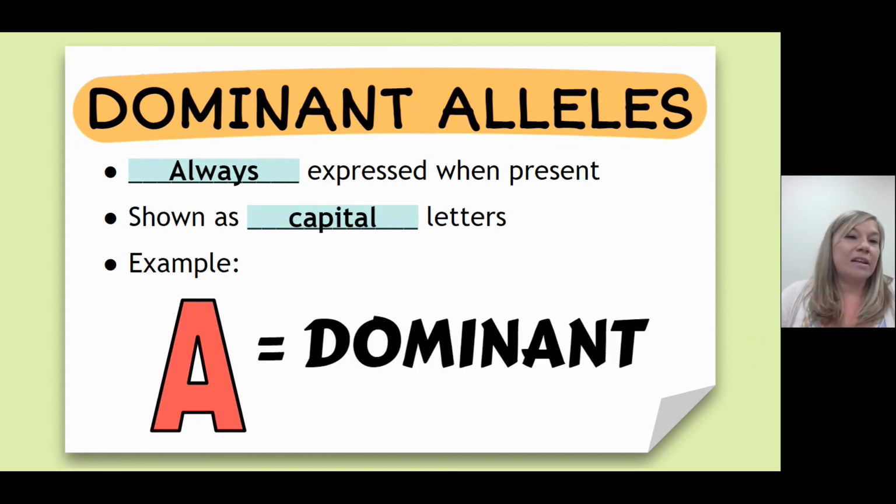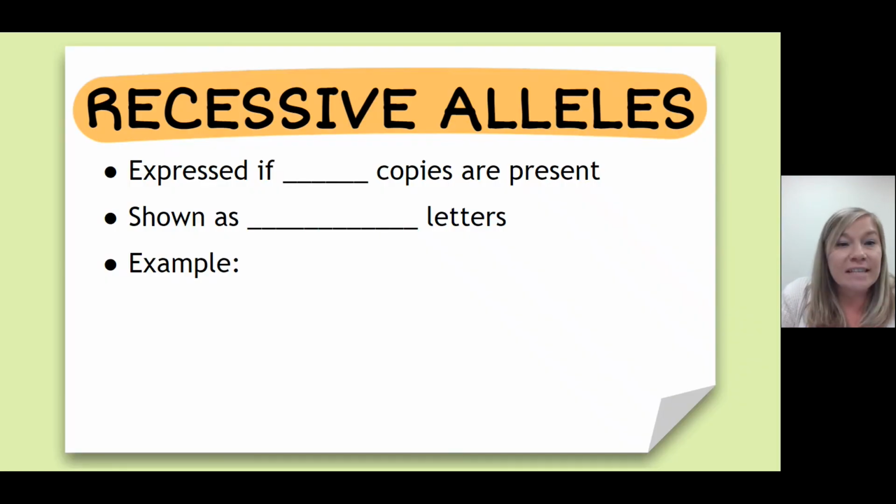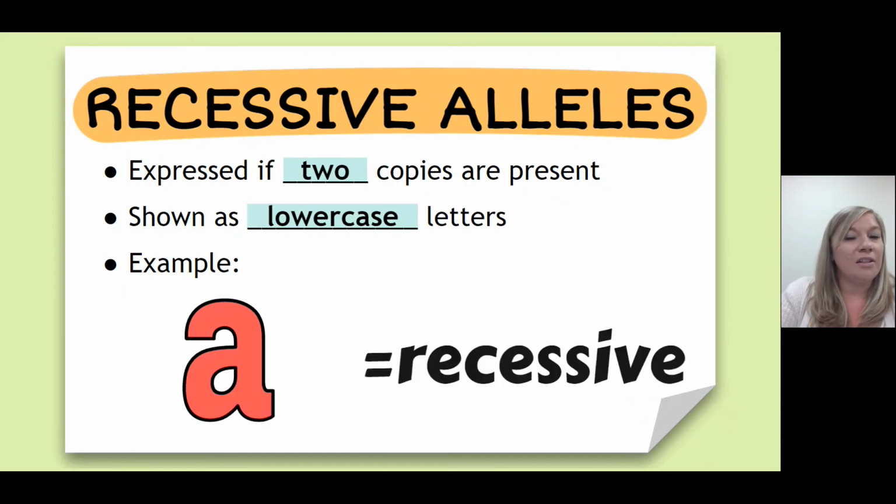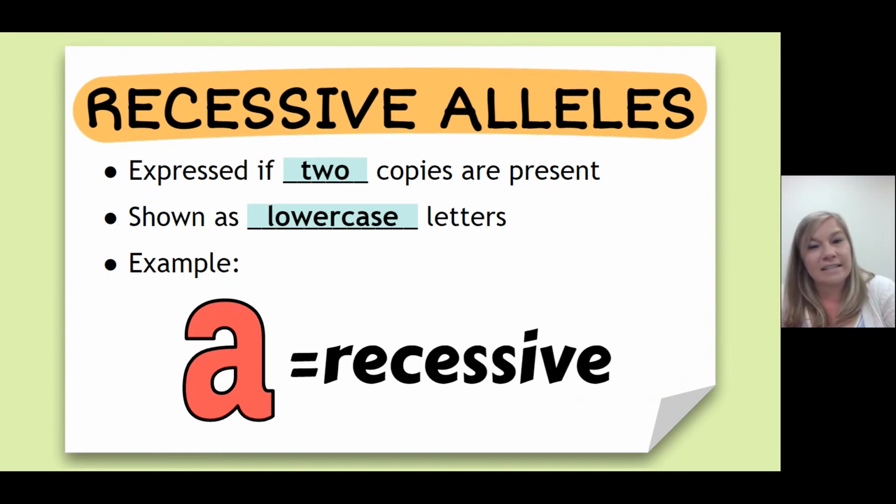So let's say the dominant allele is brown eyes. Well, if you have the dominant allele, you're going to have brown eyes, okay? Dominant is always expressed. That's why it's called dominant. The other option is a recessive allele, and this is only expressed if you have 2 copies of that one. So it would have to be like little a, okay? An example of that is our lowercase a right there. So they are recessive, lowercase letters.